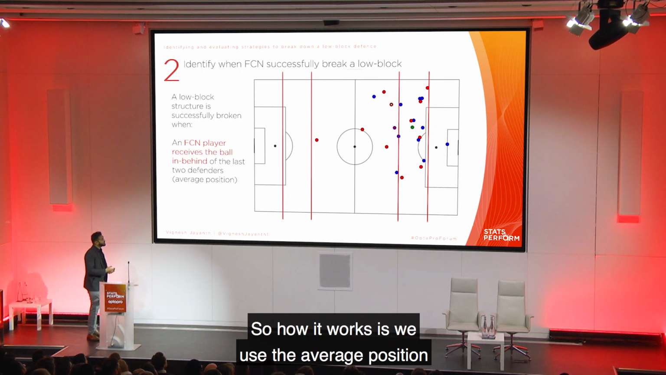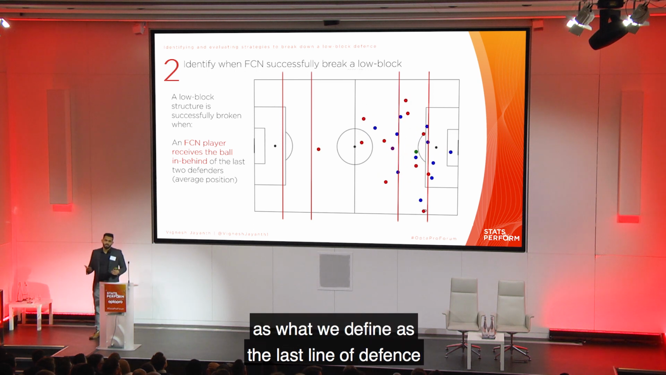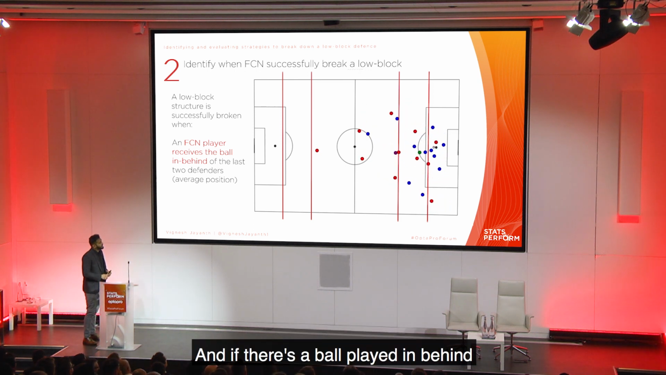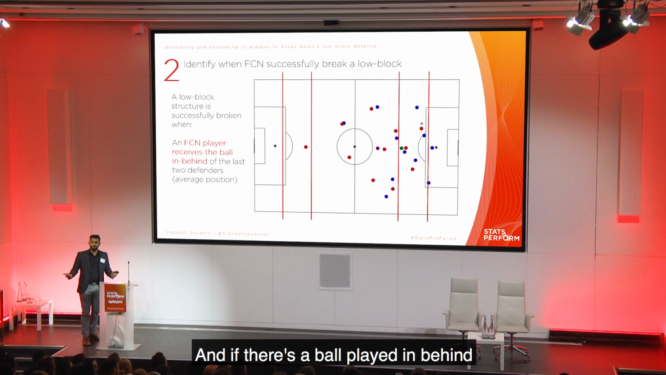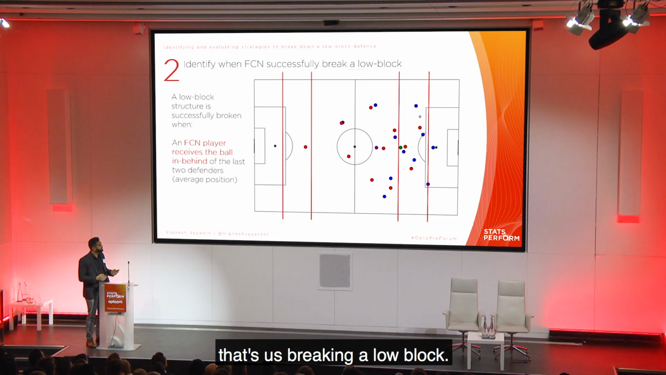How it works is we use the average position of the last two defenders. That's what we define as the last line of defense from the goal line. And if there's a ball played in behind, and we are in possession of the ball, that's us breaking a low block.